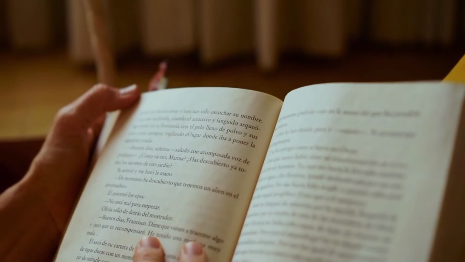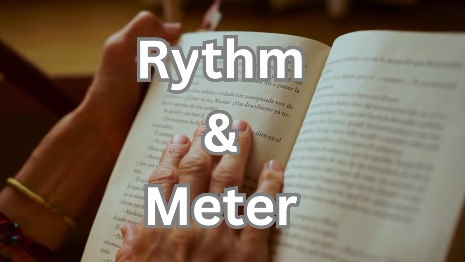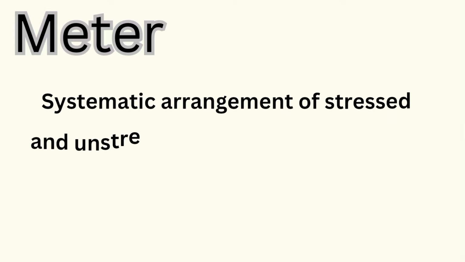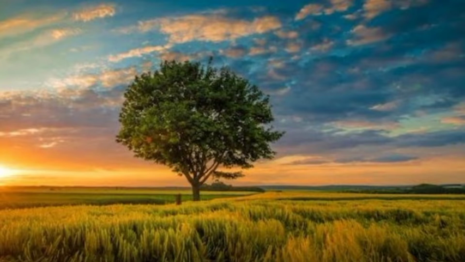Understanding rhythm and meter. To understand versification, we need to start with two important concepts, rhythm and meter. Rhythm is the pattern of stressed and unstressed syllables in a line of poetry, while meter is the systematic arrangement of stressed and unstressed syllables that creates a specific rhythm. For example, let's consider a line from one of Stallworthy's poems.